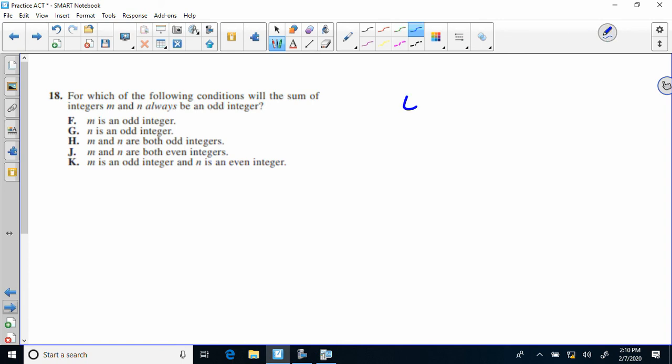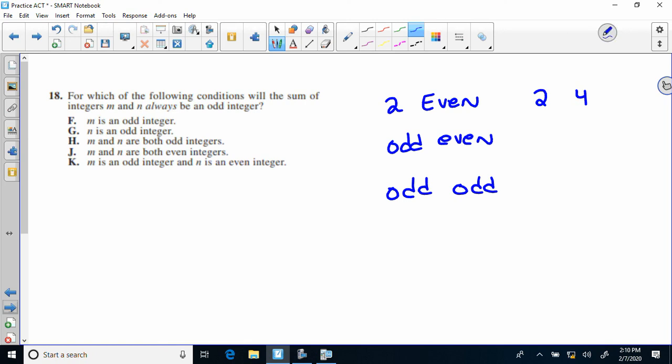You could have both of them even, or one odd and one even, because you're only adding two of them together, one called m and one called n. Either they're both even, one is odd and one is even, or they're both odd. Those are your only options, right? So if I did both even, a 2 and a 4, and add those together, did I get an odd number? My answer is no, so this one can't be my answer.